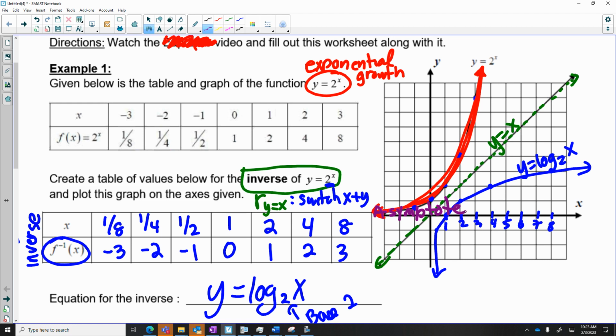So when we do the inverse, basically the domain and the range are going to switch. So if the domain was all reals, now the range is going to be all reals. And if the range was greater than 0, now the domain becomes greater than 0 because the asymptote's going to switch as well. What you may notice is that on my inverse, the asymptote now becomes over here. It's a vertical asymptote on the y-axis, okay?